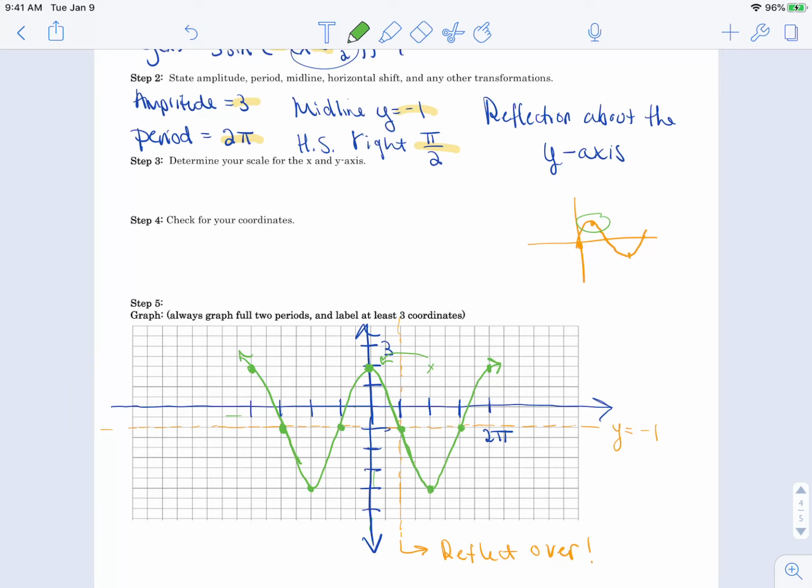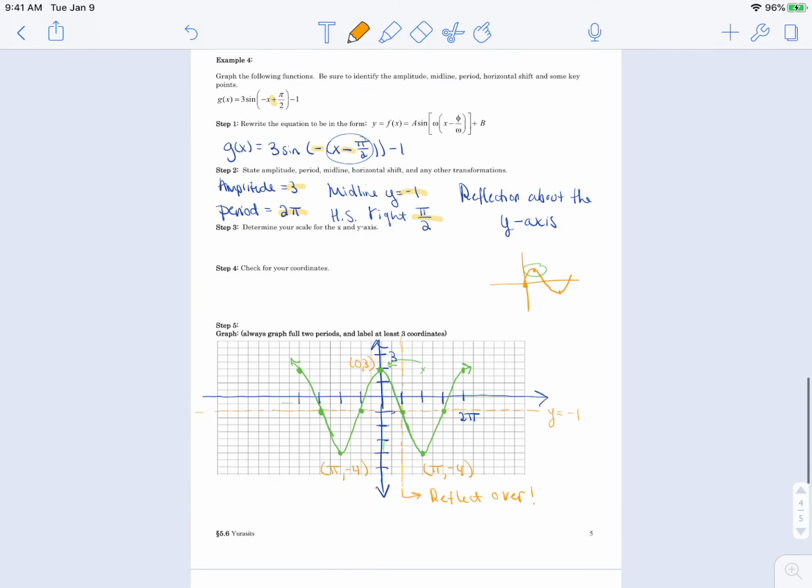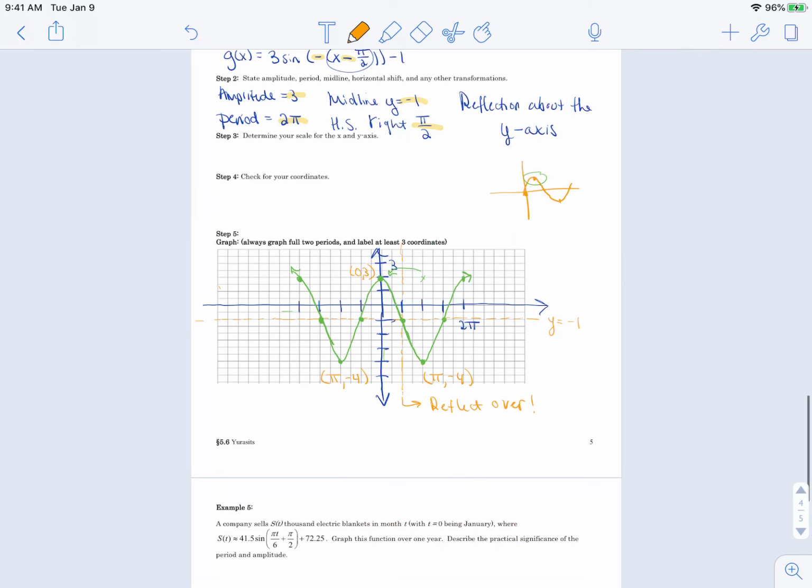So let's label our points. This looks like this is pi, 1, 2, 3, 4, -4. This point is 0, 3. This point is pi, -4. So just choose a random one. I'm going to always go back to my original. So, whoops.